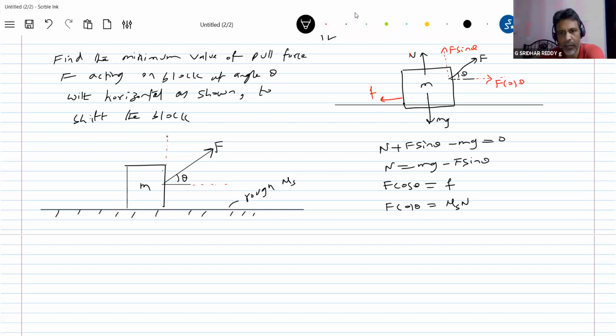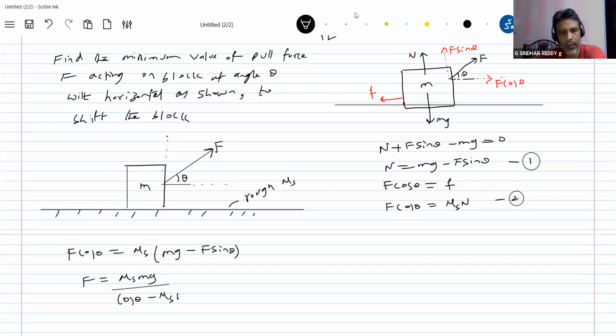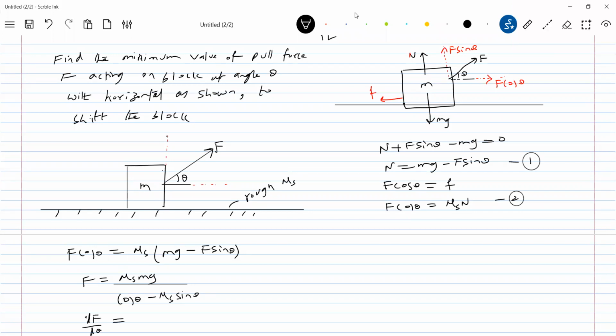Substitute 2 in 1. So N is mg minus F sine theta, where F is equal to mu s mg by cos theta plus mu s sine theta. It is asking for the minimum, so what to do now? I'll differentiate this. Differentiating, dF by d theta.